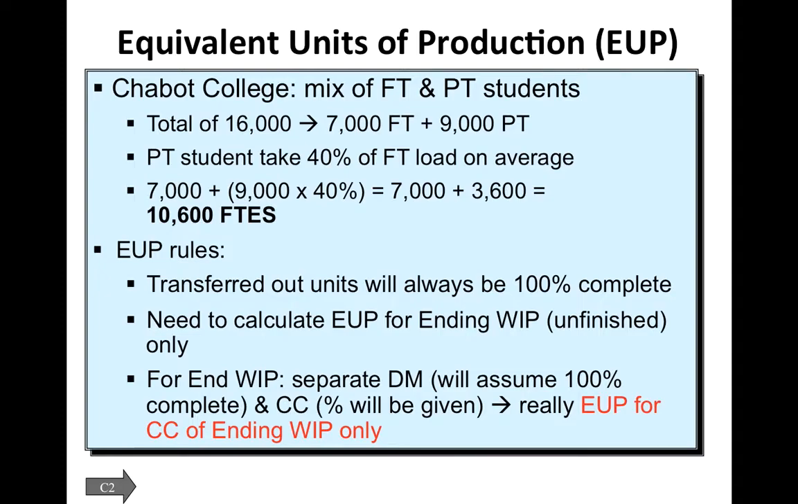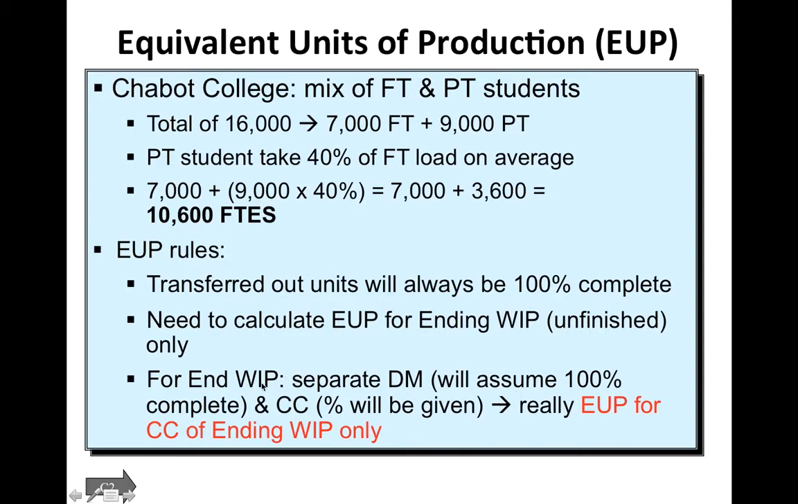This is what we're going to use here. These are very important rules. I will emphasize them again. Whatever we're transferring out, whatever is completed, is going to be 100% complete in regards to both direct materials and conversion costs. Whatever is completed will, of course, be 100% complete. Otherwise, we cannot transfer it to the next department. We only will have to really focus for the EUP in this class, in this chapter, only for ending WIP. Only looking at the unfinished, incomplete units. Only we need to know and calculate EUP for ending WIP, because transferred out units are 100% complete.